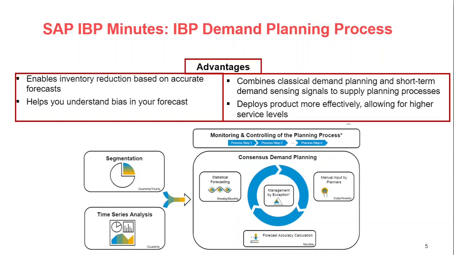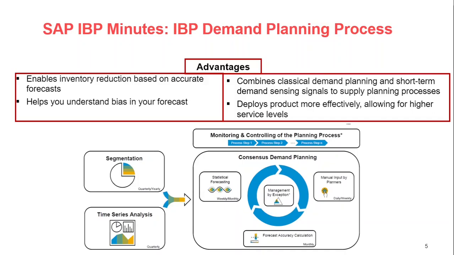The next one: in IBP you have two demand planning processes. The first is classical demand planning, which is your mid to long term planning. You also have short term demand signals or short term demand planning, which we call demand sensing in IBP.